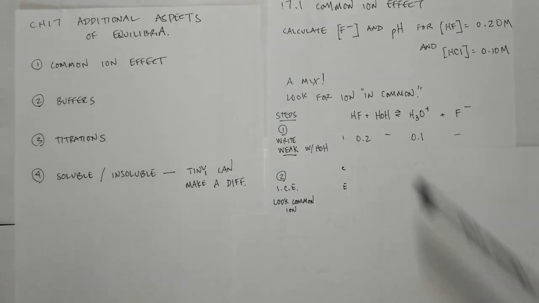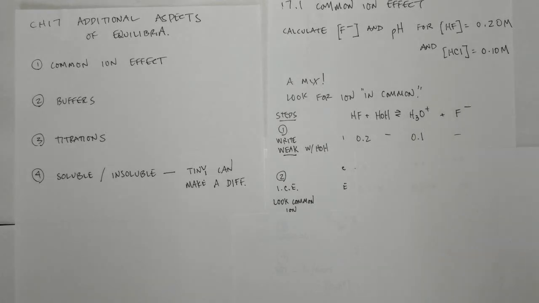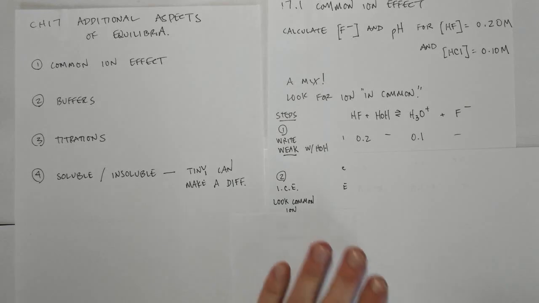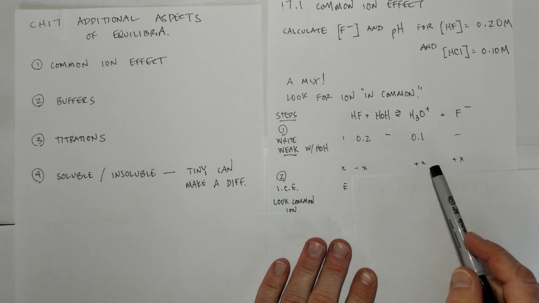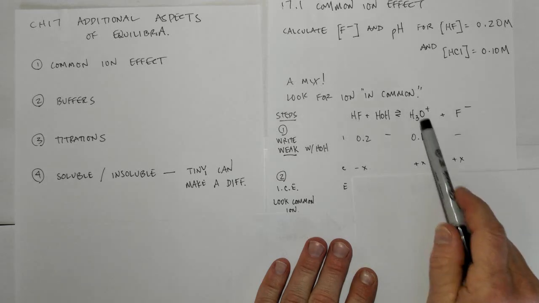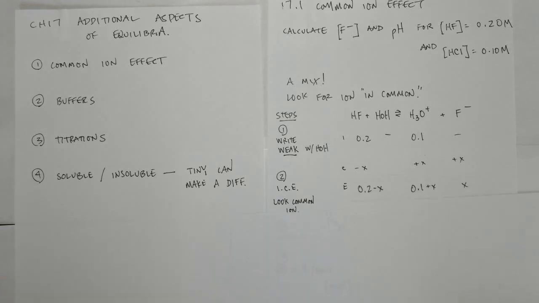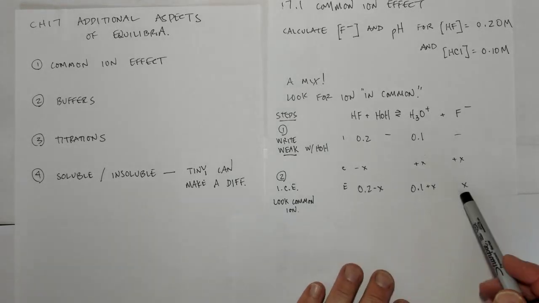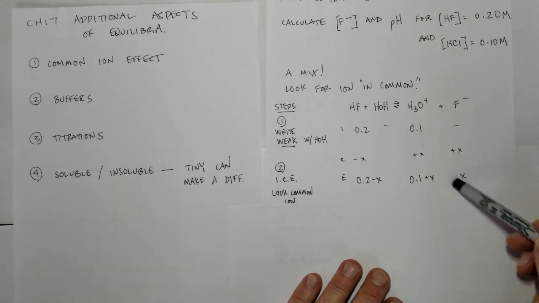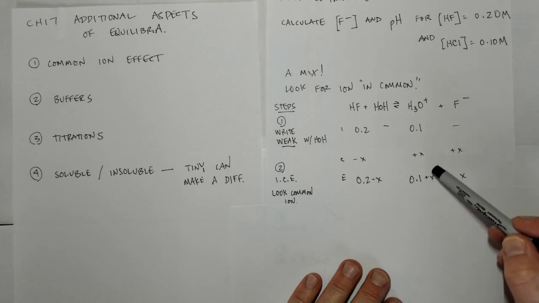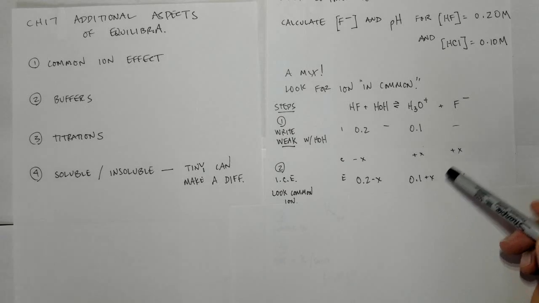Now at the change, HF is going to dissociate, and it's going to give me some of this and some of this. And I don't know how much, and so I'm going to use a letter for that. I'm going to say I'm going to lose X amount of the HF, and I will gain an equal amount since it's a 1-to-1 ratio, and an equal amount since it's a 1-to-1 ratio. And then at equilibria, I'll have 0.2 minus X, 0.1 plus X, and X amount. And of course my goal is to find this concentration right here. And then also I want to find this H3O plus ion concentration because I can find the pH from that.